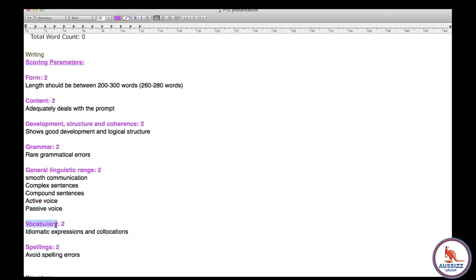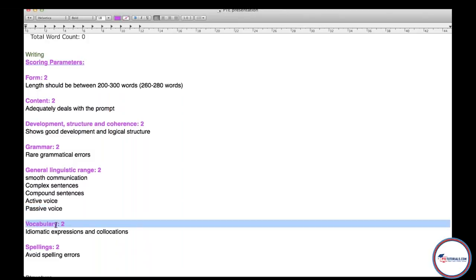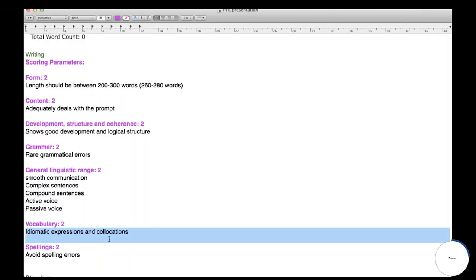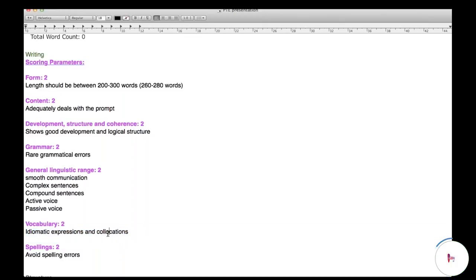And coming to vocabulary, you'll be scoring 2 points for vocabulary. This is the definition in Pearson's score guide: idiomatic expressions and collocations. You can search for idiomatic expressions, but what are collocations? Pearson himself has given us nearly 2500 collocations. If you Google them, you can find them: PTE Academic collocations. Use a few collocations in your essay so that Pearson gets impressed. Because he himself has given those collocations and you can use them in your essay. They will be very helpful.